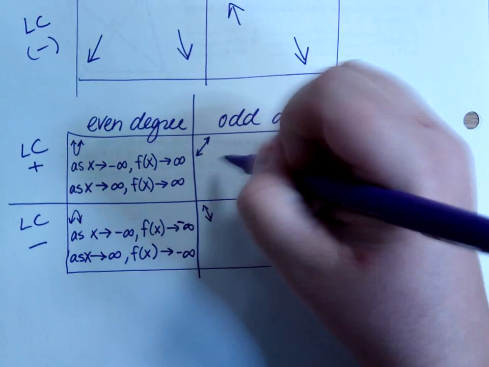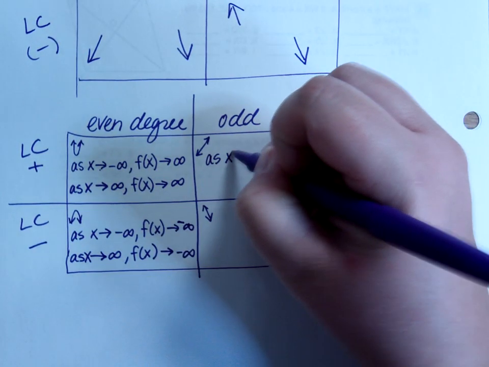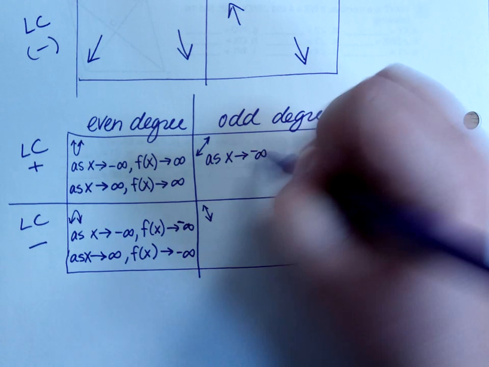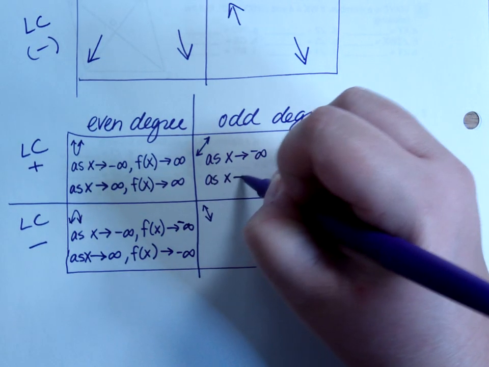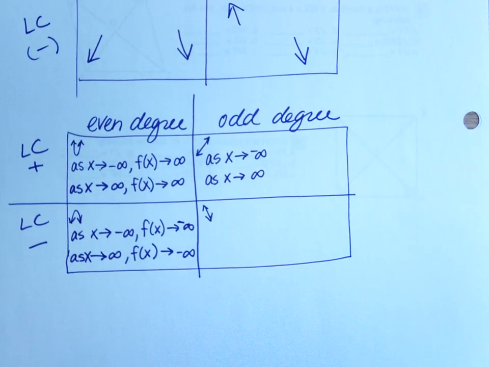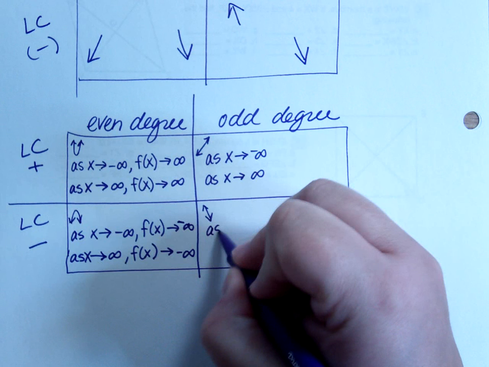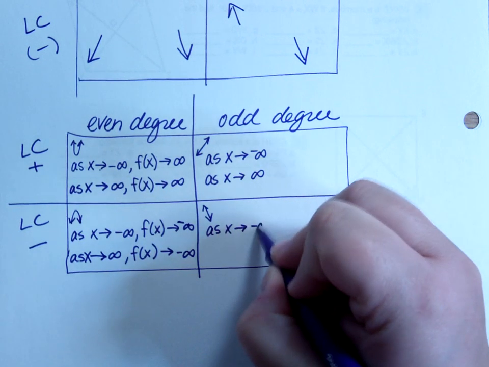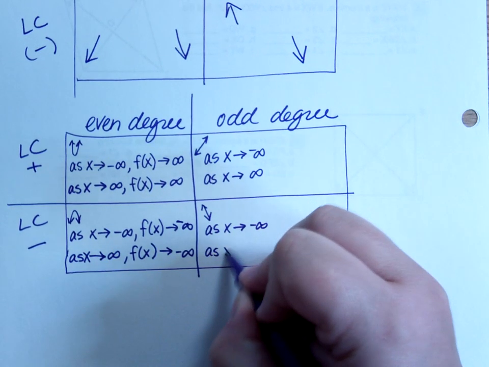As x approaches, so notice I'm always going to say these two things, because one of them tells me what happens on the left and one on the right. So I'm going to tell you what's going to happen on both sides, regardless of what's happening. So I'm going to say on the left and I'm going to say on the right.